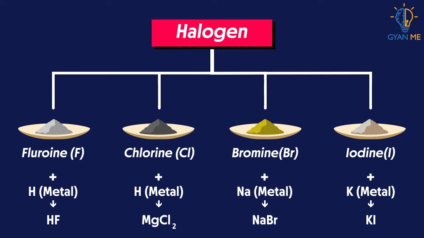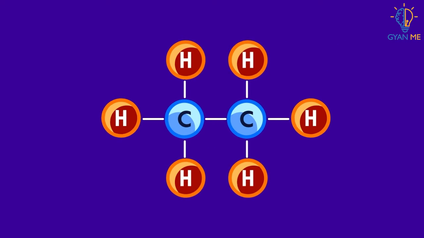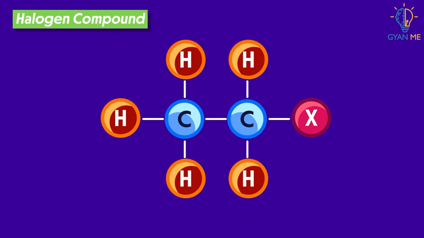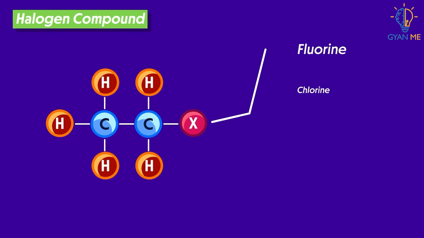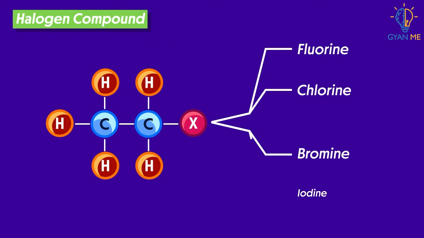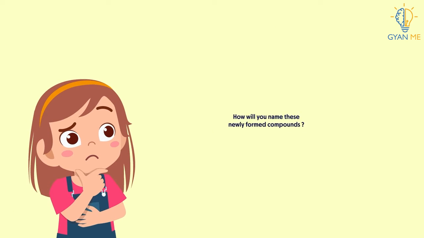Now coming back to our halogen functional group. If the hydrogen atom in the hydrocarbon chain is replaced by the halogen atom, it forms the respective halo compound. Having said that, in this case, the heteroatom replacing the hydrogen atom can be any of fluorine, chlorine, bromine or iodine, thus forming new carbon compounds. Now, how will you name these newly formed compounds?